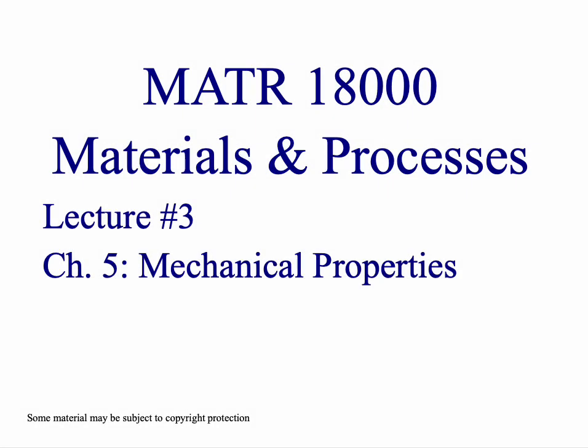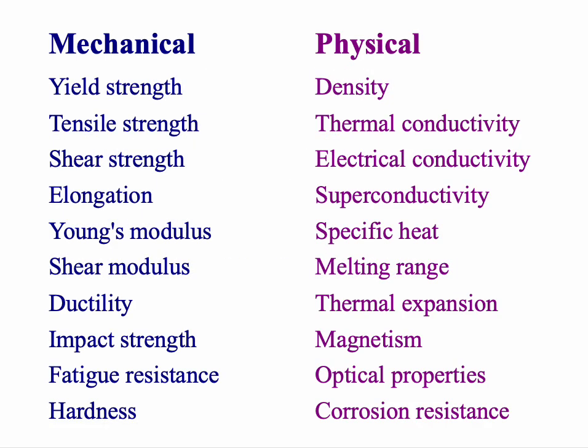This class covers Chapter 5, Mechanical Properties of Engineering Materials. There are two general categories of materials properties. Mechanical properties are covered in Chapter 5, and physical properties are covered in Chapter 6. We'll talk about physical properties in the next class. The difference between these two general categories of properties is mechanical loading.